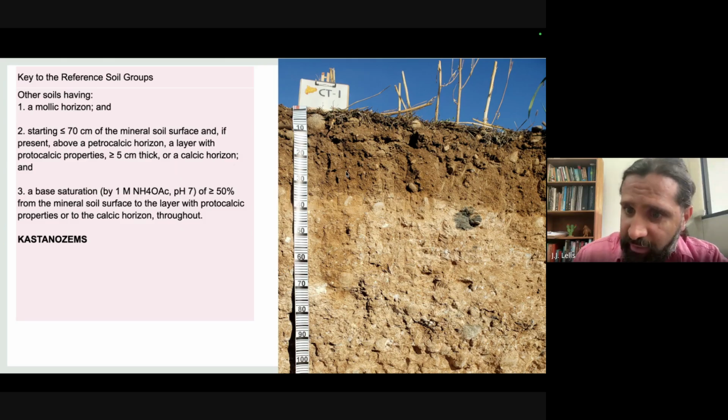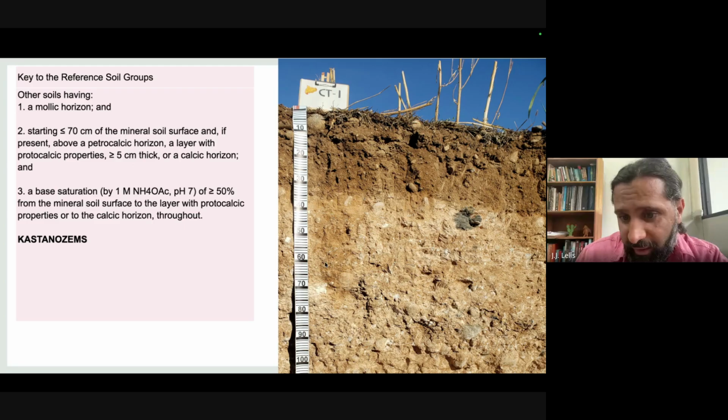It's dark, yes, but not as dark as the other one, and also has a high base saturation and strong grade, and it's not as thick as the other. So it should register a mollic horizon, and starting at 70 centimeters or less below the mineral soil surface, we have a petrocalcic horizon, a layer with protocalcic properties, with at least 5 centimeters of thickness, or a calcic horizon.